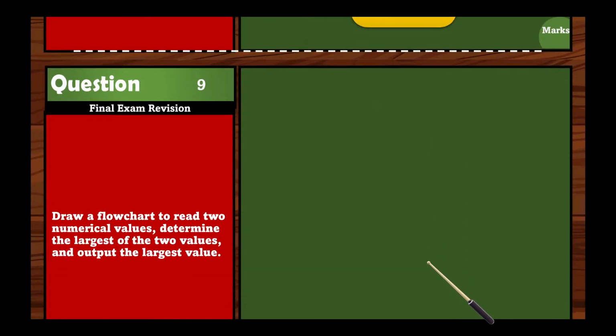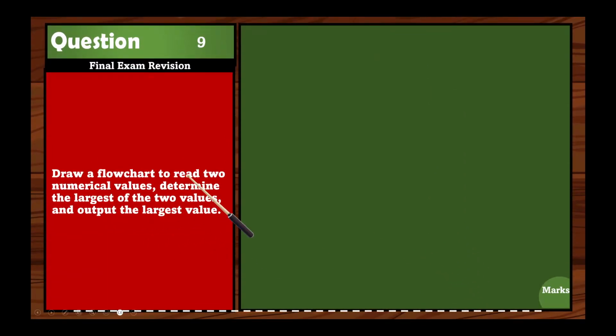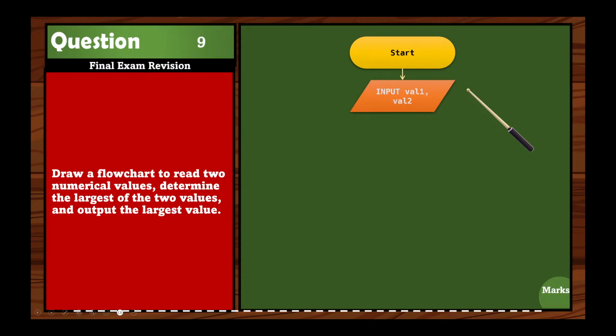Okay. Question number 9, draw a flowchart to read 2 numerical values, determine the largest of the 2 values and output the largest value. So this time we have to find which value is larger. And for this one, we need to use the if statement. So for the if, we use the diamond shape to show the if statement in the flowchart. So let's see. First you start the flowchart with this shape, okay, and then you need to ask a user to input 2 values, value 1 and value 2, okay. Then you need to check if value 1 is greater than value 2. So for this one, we use the if statement.